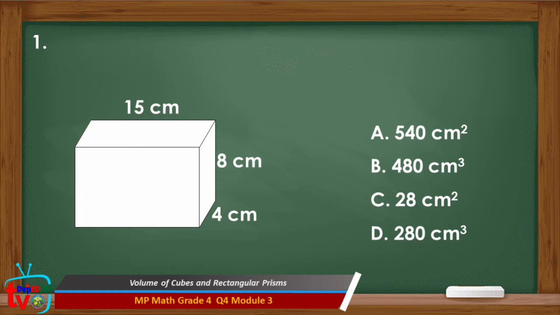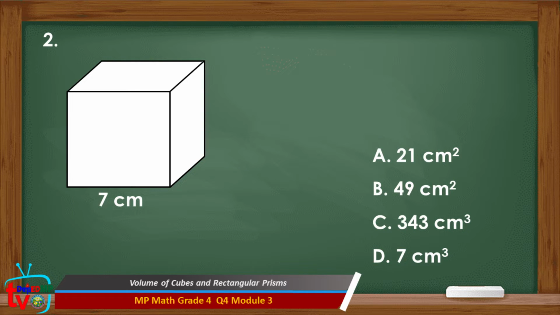Letter A, 540 square centimeters. Letter B, 480 cubic centimeters. Letter C, 28 square centimeters. And letter D, 280 cubic centimeters.